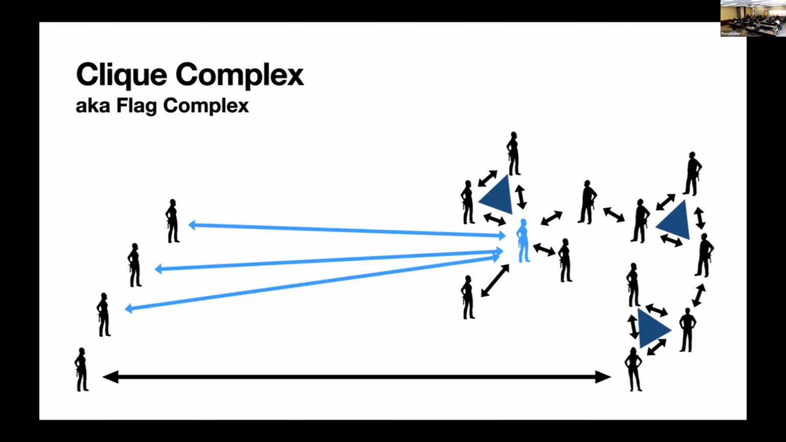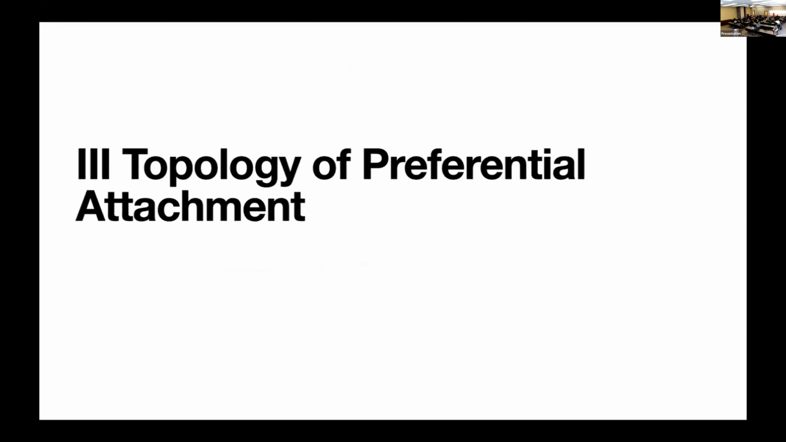But we're topologists, we're not happy with this graph. So what we'll do is that we will consider the clique complex of the graph. That will give us a simplicial complex, and then we'll compute whatever topological invariants we can define. Okay, so that brings me to my result on the topology of preferential attachment.